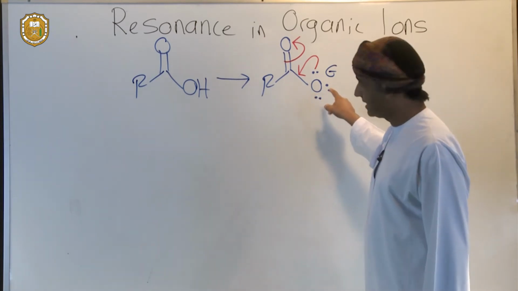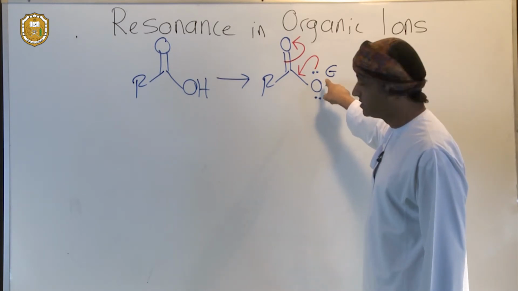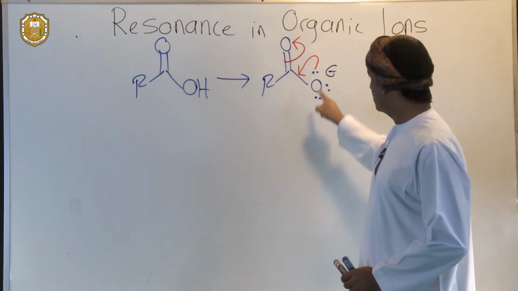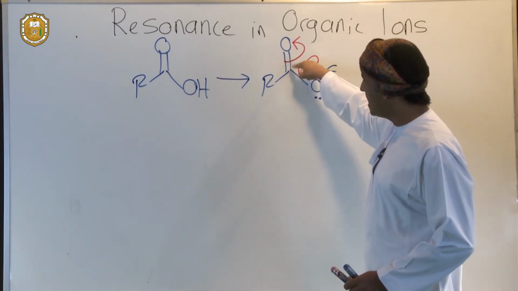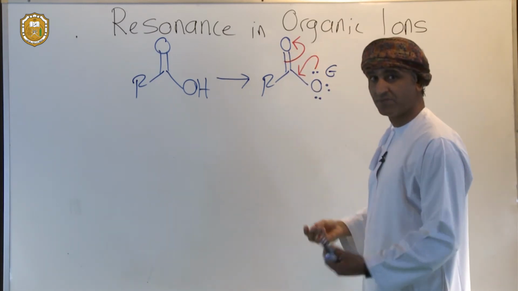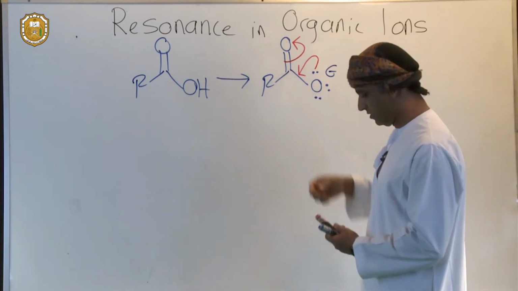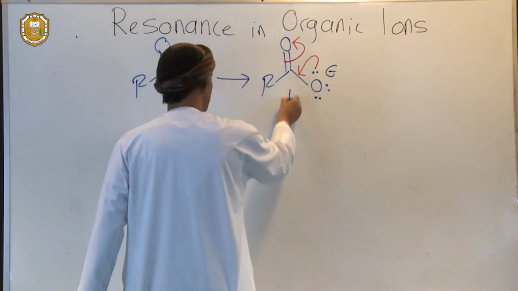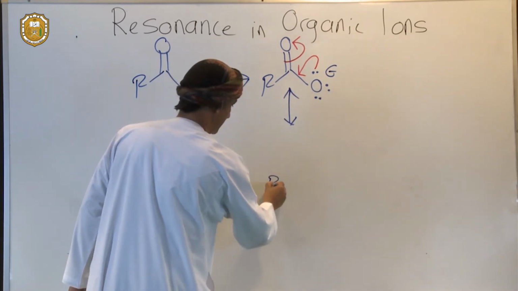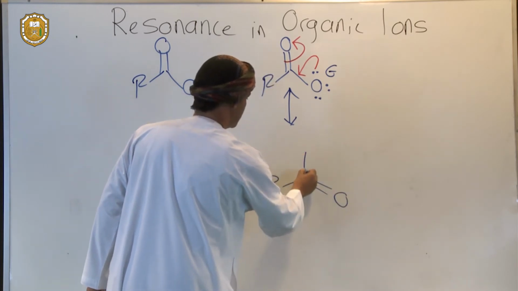This arrow means 2 electrons from this negatively charged oxygen have now been used to make a double bond between this oxygen and that carbon. The pi bond between this carbon and that oxygen has now been broken, and the 2 electrons have been released, and they should now be placed on oxygen. It's resonance, so we need to use the resonance arrow, and now we can draw the new Lewis structure.